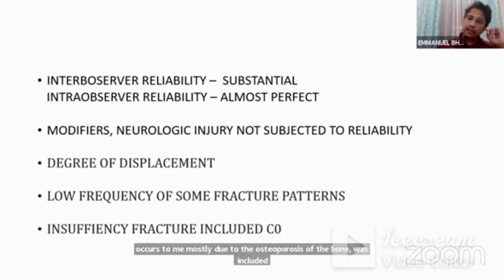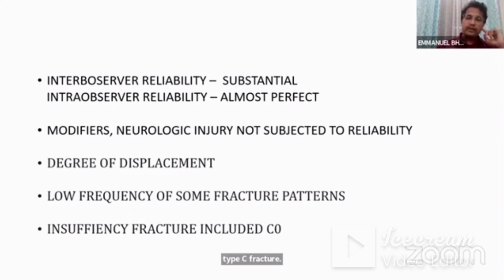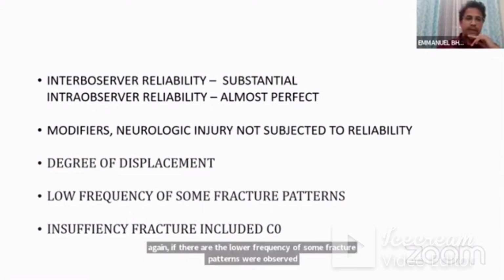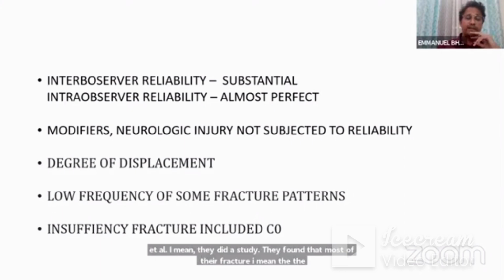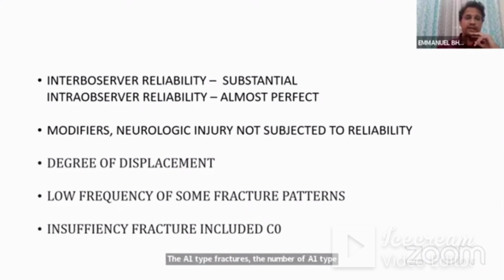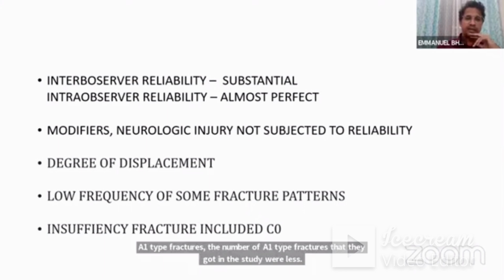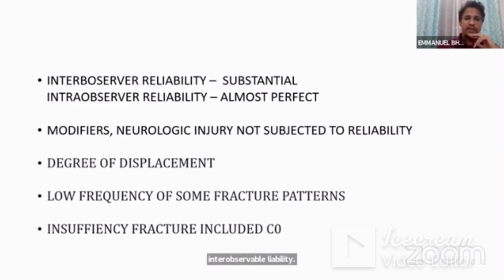Now, if you look, type B is a more severe injury. Type B1 or B2 is a more severe injury than type C0. But still, type C0 has been included in the type C classification. So that was another limit or drawback of this classification. And again, a lower frequency of some fracture patterns was observed. For example, Vaccaro et al. did a study, and the number of A1 type fractures that they got in the study was less, and this affected the inter-observer and the intra-observer reliability. So these were the drawbacks and limitations of these classifications.